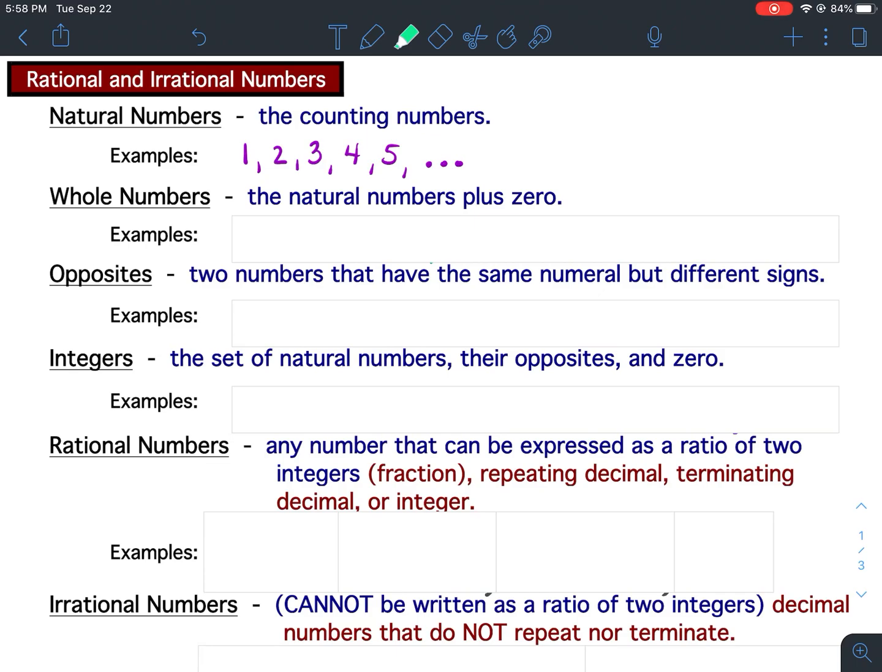Whole numbers. Same thing as the natural numbers, but you also have 0. So in other words, it would be 0, 1, 2, 3, 4, 5, and so forth.